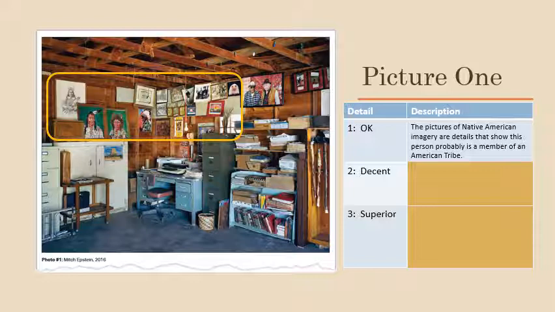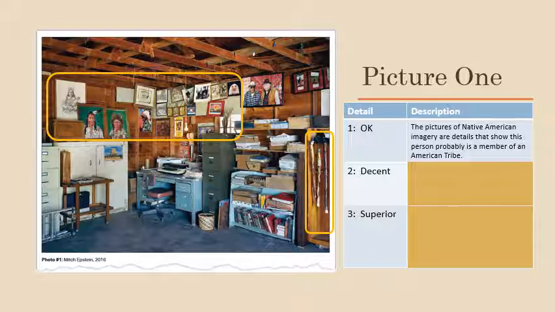A second detail might be over here on the right. We've got what looks to me like a collection of canes or walking sticks. There's three of them. They look like they're hand carved, maybe out of native wood or something like that. So I'm just noticing that and I'm thinking about it.